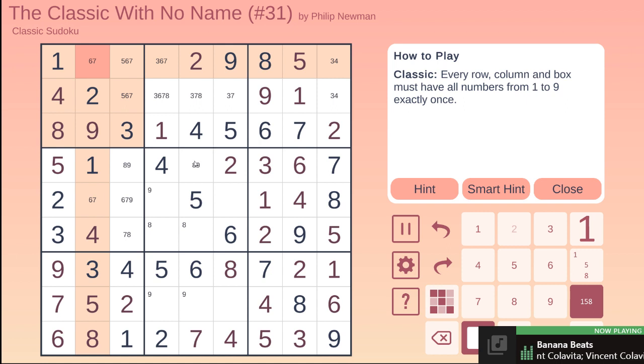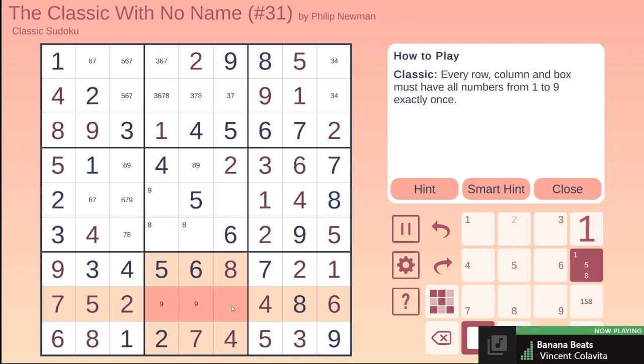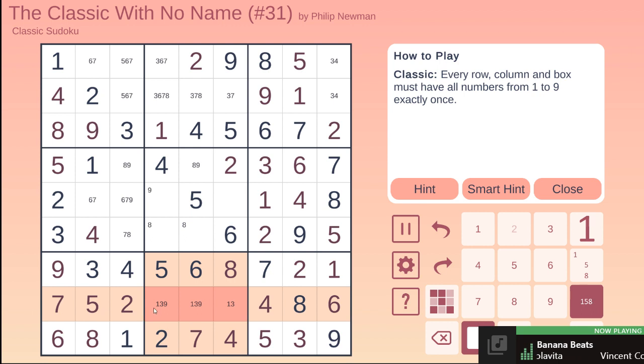Now, this box is very restricted now, because it's only missing a 1, a 9, and a 3. Well, 1 can't be here. It's not as restricted as I would like. Okay, that's fine. That's fine.